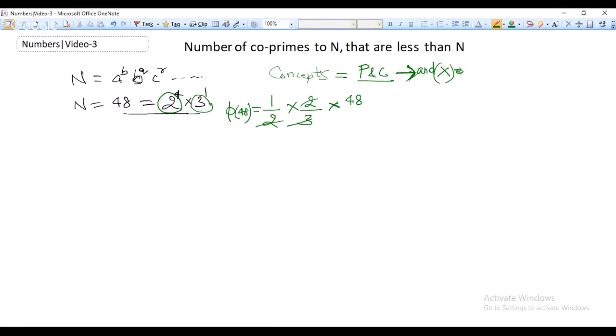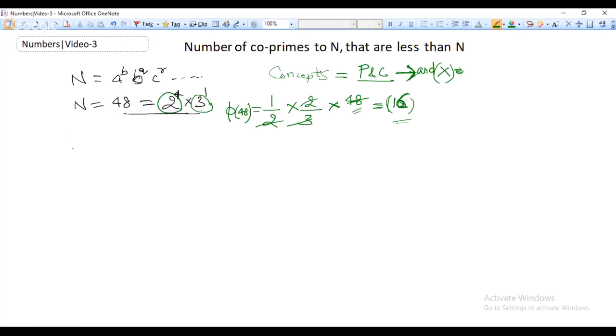We can do it easily. So 16 numbers would come which are not having factors common with 48. Okay, 16 numbers are there.